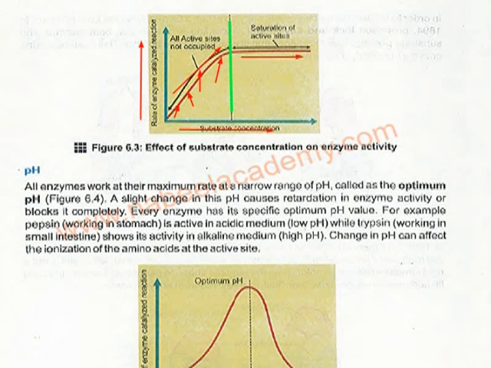Now next is the pH. So actually if there is less substrate, the reaction will be at a slower speed. More substrate, the speed of the reaction will increase. But if it keeps on increasing, then what happens? Saturation. Okay, next factor is pH.